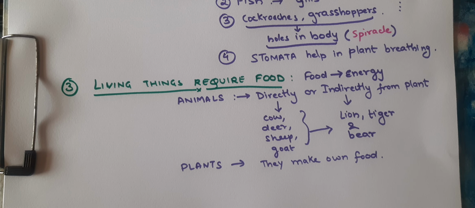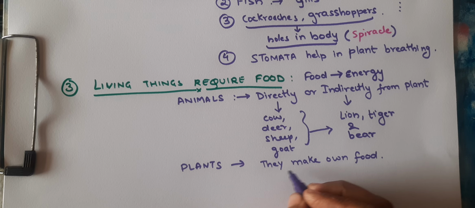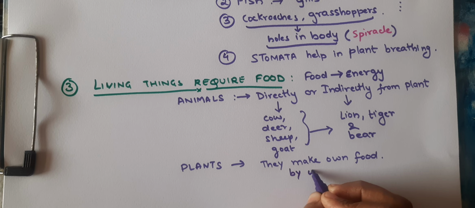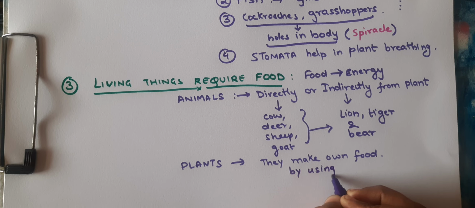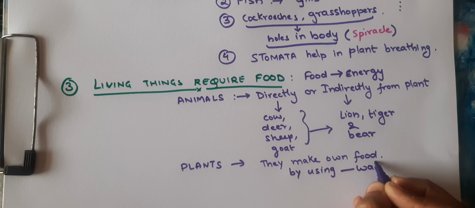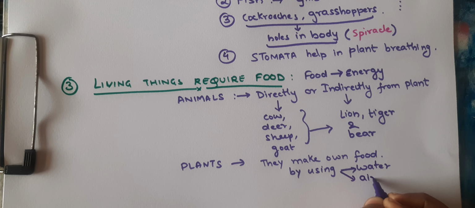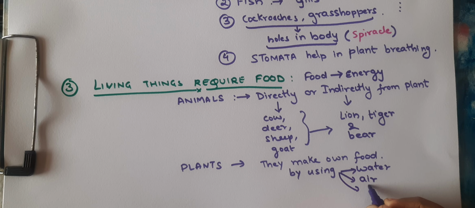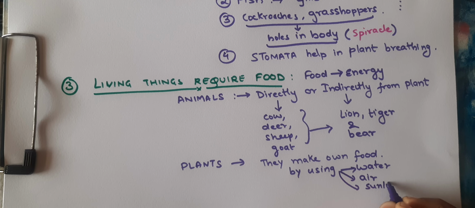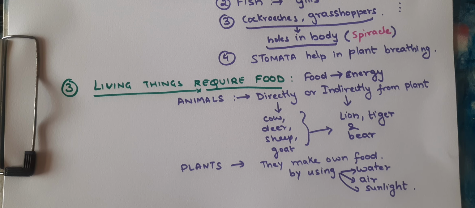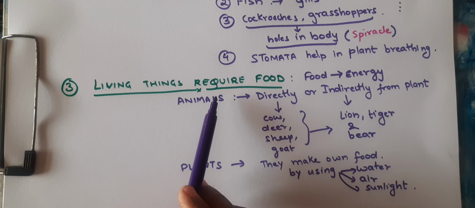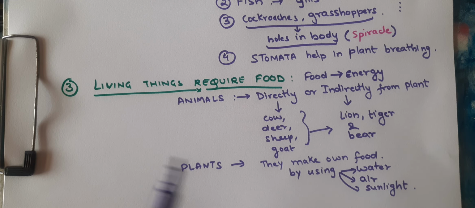Okay, so they make their own food by using water. So what is available to them? Water, air and sunlight. Okay, you got this? So the third point, that living thing requires food also, we have covered this. Okay, so the next is living thing grows.